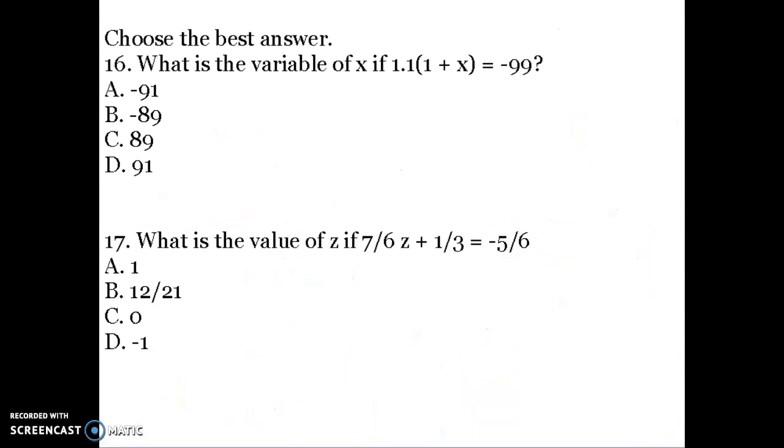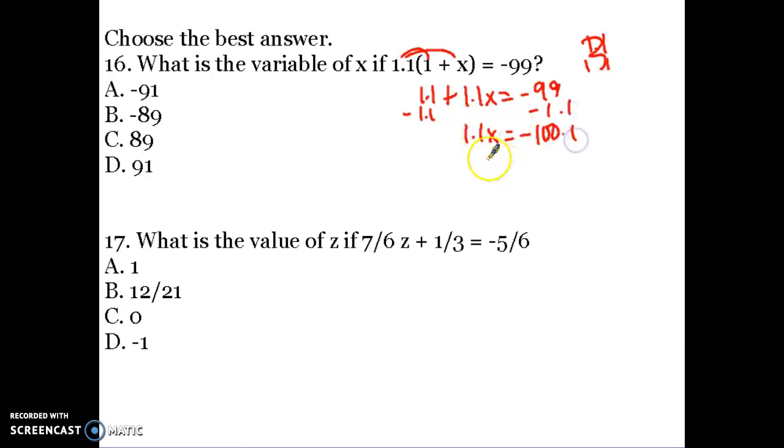Choose the best answer. What is the value of x if 1.1 times 1 plus x equals negative 99? 1.1 times 1 is 1.1 plus 1.1x equals negative 99. Subtract 1.1 from both sides. That gives you negative 100.1. Divide by 1.1.